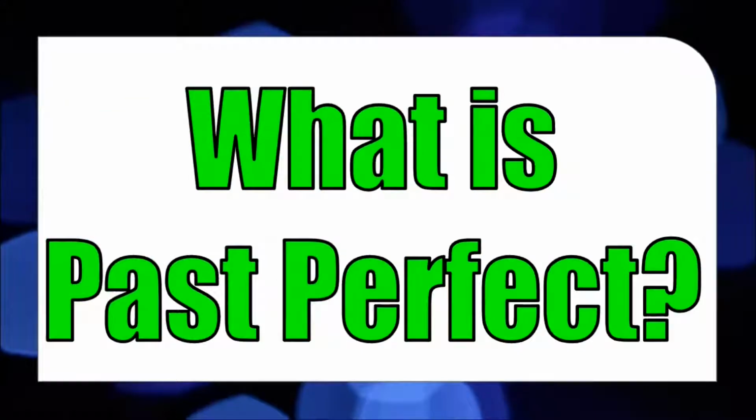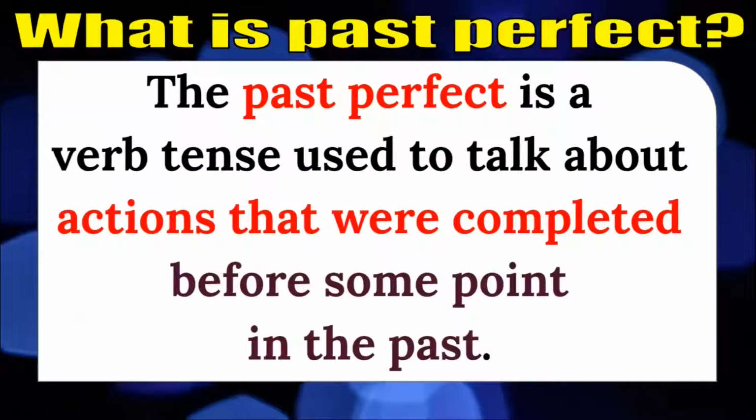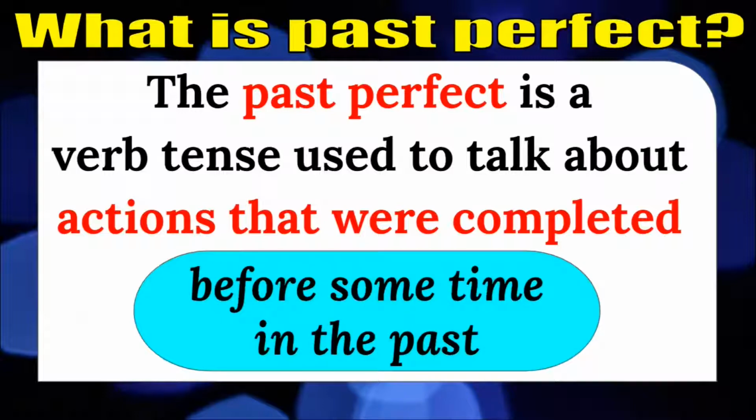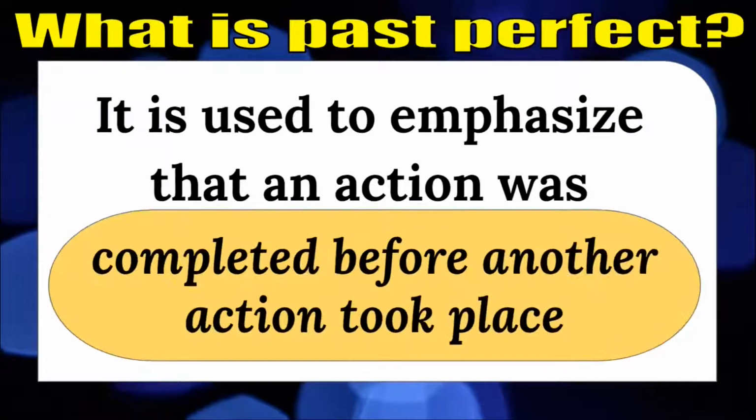What is past perfect? The past perfect is a verb tense used to talk about actions that were completed before some time in the past. It is used to emphasize that an action was completed before another action took place.